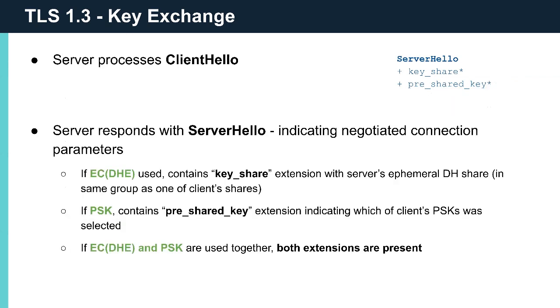So the server gets the client hello, processes that, and responds back with its own server hello message. It includes a couple of things. If DHE or ECDHE is used, it contains a key share extension that has the server's ephemeral Diffie-Hellman share. If pre-shared keys are used, then it contains the pre-shared key extension, indicating which of the client's pre-shared keys was selected. And if both are used, then both are present.